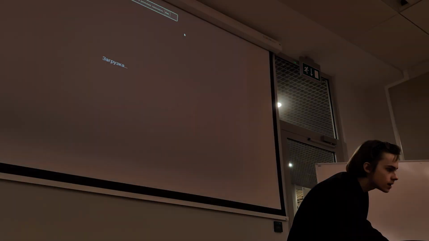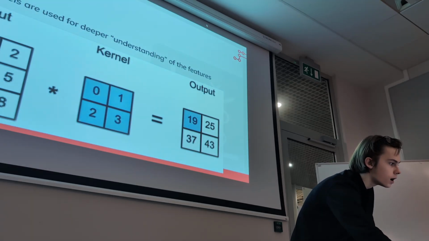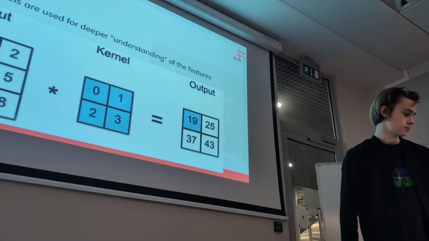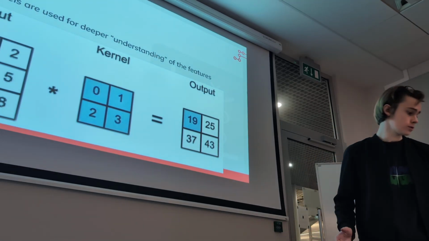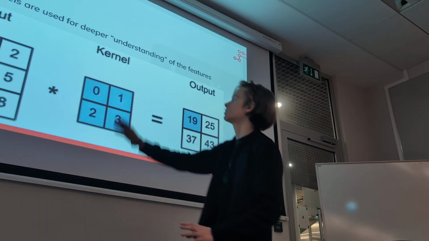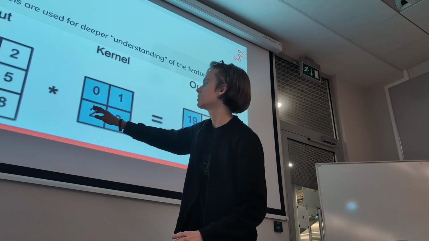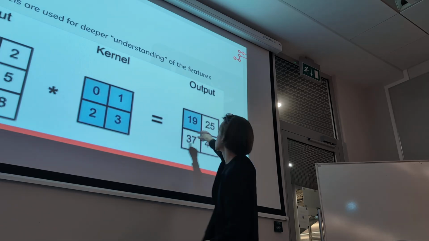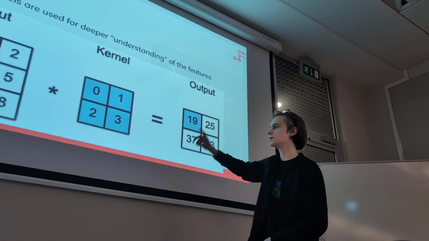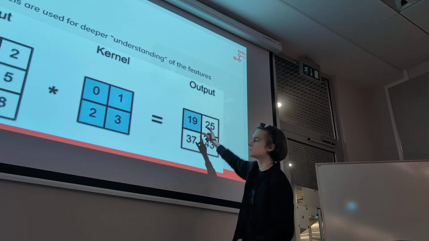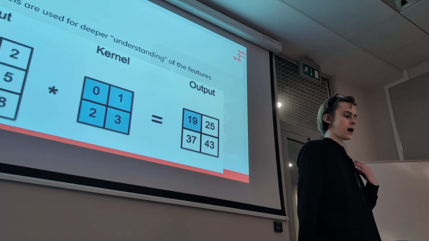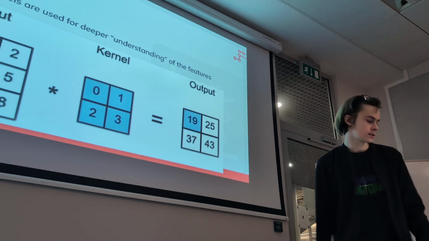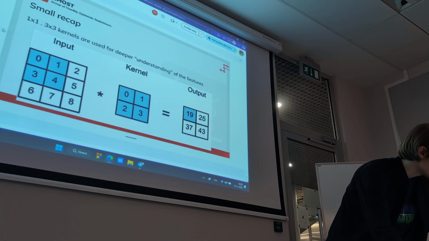This is just an example of a kernel. We have some matrix, and we multiply by each number, and we do the dot product actually, and we get this kind of output. So this is just the basic knowledge we spoke about last time.